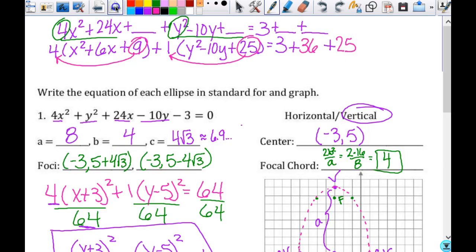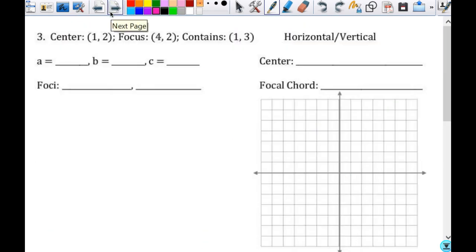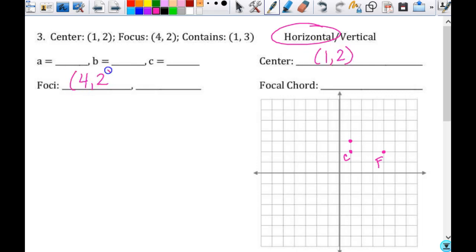Alrighty, so let's go to example 3. Got the center, which is at (1, 2). Let's go ahead and graph that. There's my center point. Focus is at (4, 2). And it contains the point (1, 3). So just from that right there, can you tell me if it's horizontal or vertical? Yes. Which one is it? Horizontal, because this. All right, good. So I got a horizontal. My center point, I have that. Actually, I gave that to you. It is (1, 2). Focus is at (4, 2). So since you know the center and the focus, what can you tell me right now? A, B, or C?